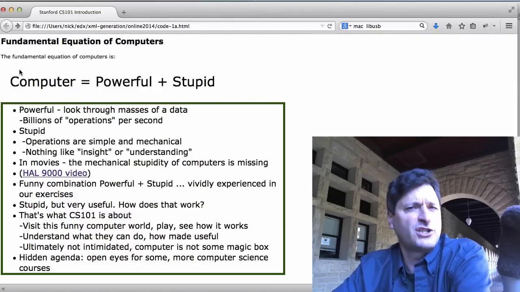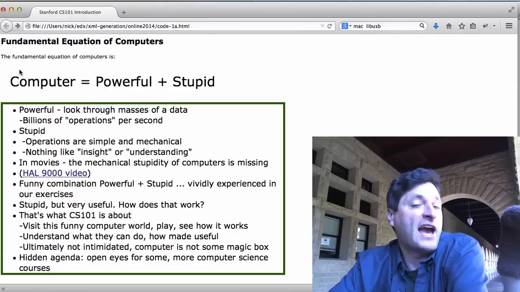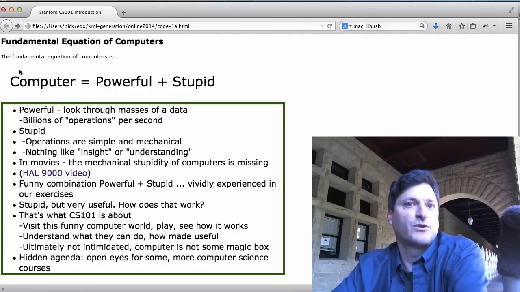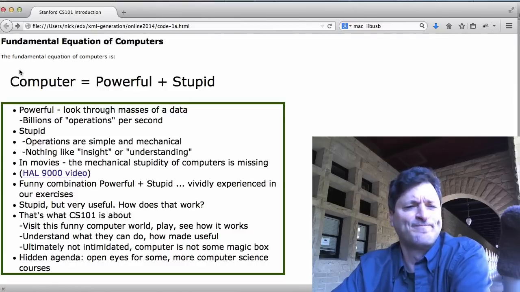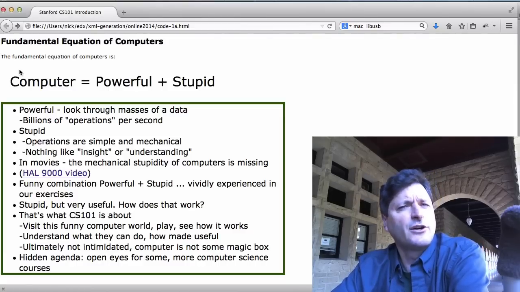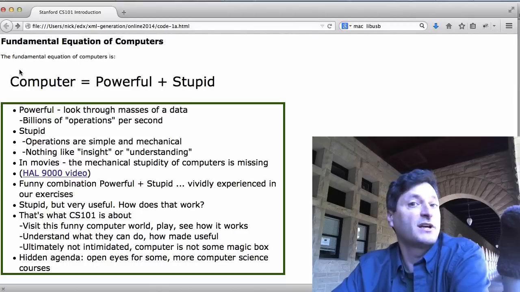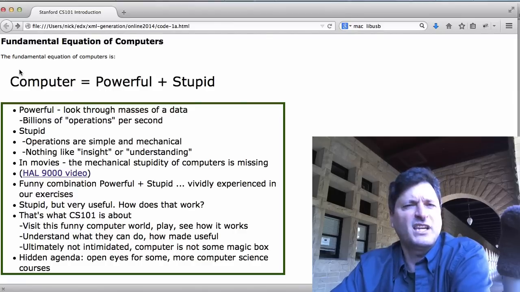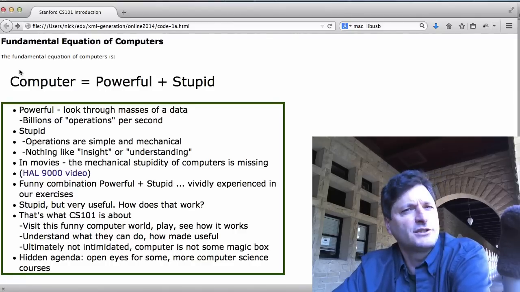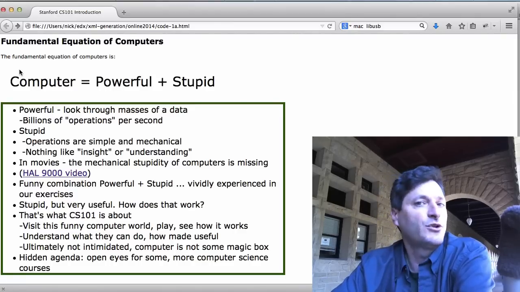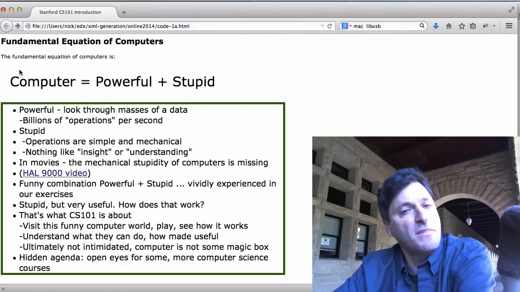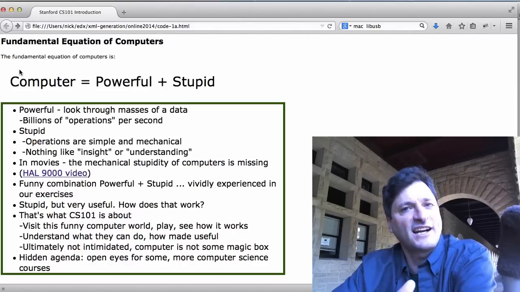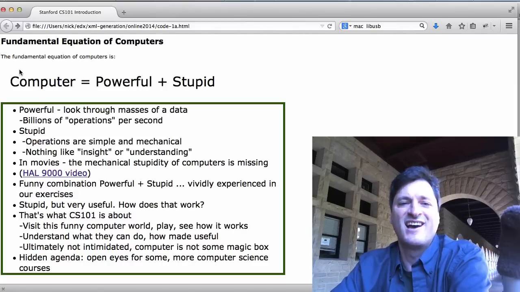are really very simple. So maybe add two numbers to get a third number, or check if a number is 0. Not only are those operations simple, but they're nothing like what you would describe as insight or understanding, right? Just add two numbers. Insight and understanding are really human qualities. And I want to highlight how the computer world is really this mechanical world, and then we'll connect how it is that you can make useful features out of that.